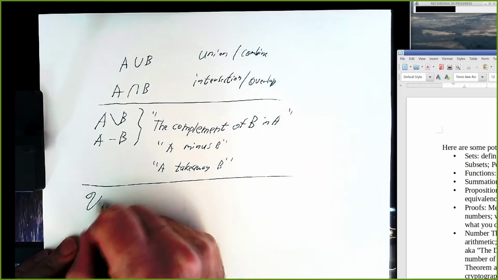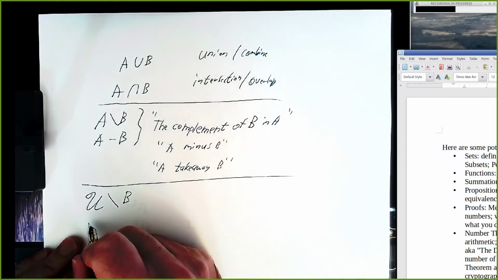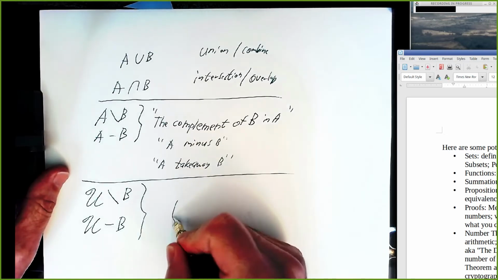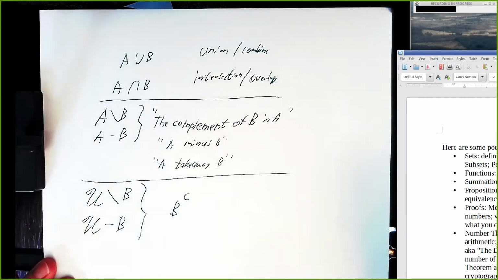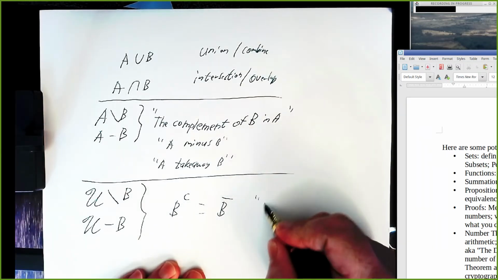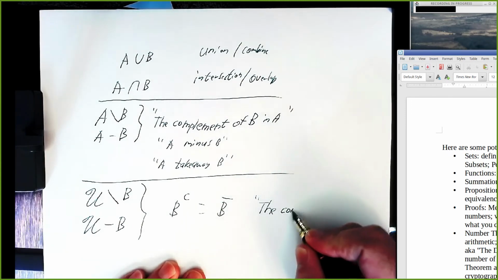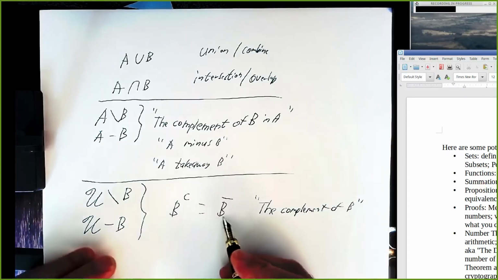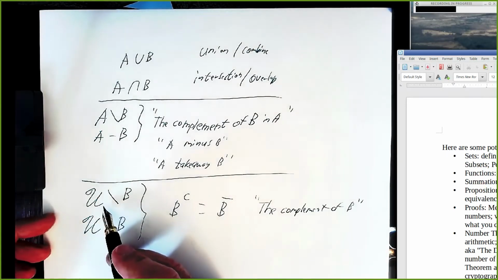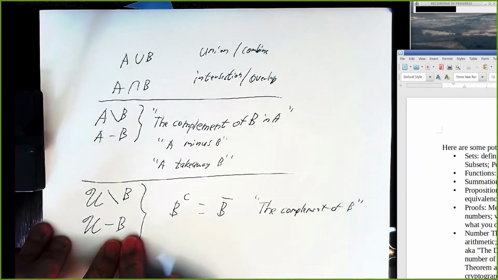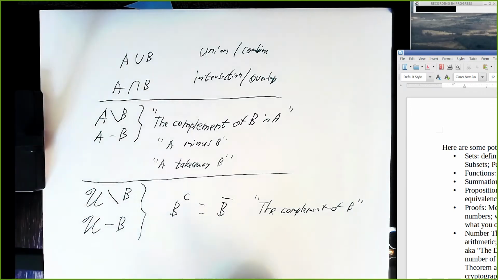And if we start with the entire universe and we take away B, we can also write this as B with a little superscript of C, or we can write it as B with a bar on it. And this is just called the complement of B. So this symbol is the complement of B in the universe. It means all the things in the universe, but throw away all the stuff that's in B. So it's everything that's not part of B. It's the usual sense of a complement.